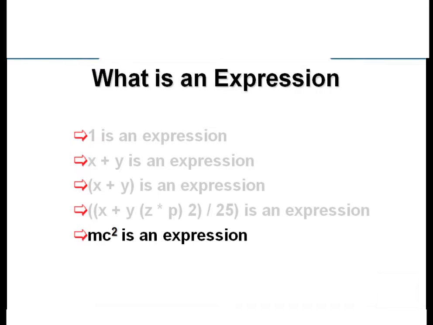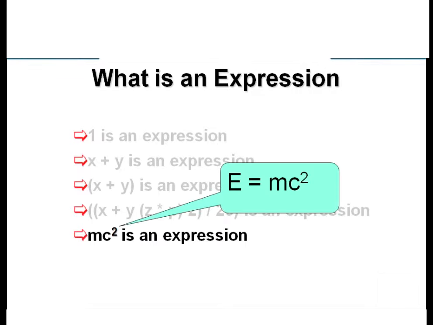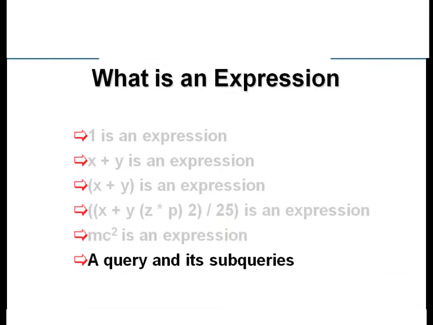MC to the power of 2, or MC squared, is also an expression. It results in a specific value. In other words, E equals MC squared: energy equals mass times the speed of light squared. Einstein. A query and its subqueries are all expressions because they result or equate to a specific thing, a value or a list of values. They result in something. Let's look at some examples.